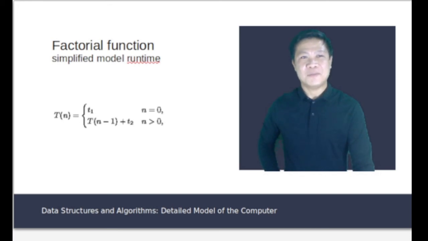Our runtime for the function factorial is the following. Runtime for n is T sub 1 for n equal to 0, and it is the total runtime of running the factorial when n is n minus 1 plus T sub 2 when n is greater than 0.